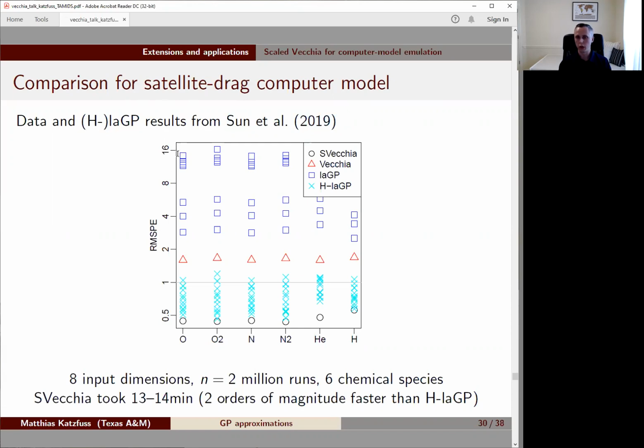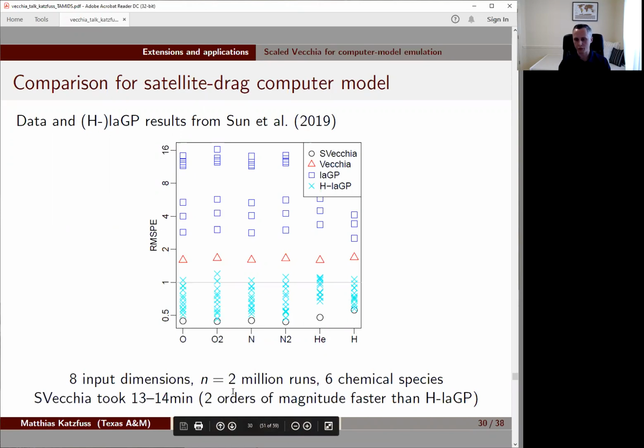So in blue here, you have various different versions of their methods. They basically have all kinds of variants of very similar types of methods. And this is the RMSPE that you get on a test set if you make predictions, on a log scale here again. And then importantly, the circles are the scaled Vecchia. You can see that scaled Vecchia outperforms all these, maybe on the order of 20, 30 approaches in the Sun et al. paper. And on top of that, it's doing it in a computation time that's 2 orders of magnitude faster than these light blue methods here, for example. So it's much, much faster and more accurate.